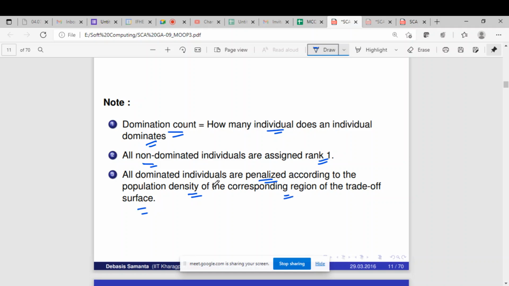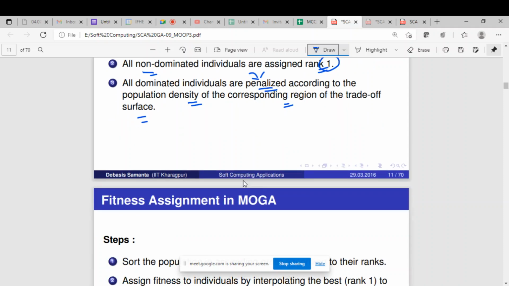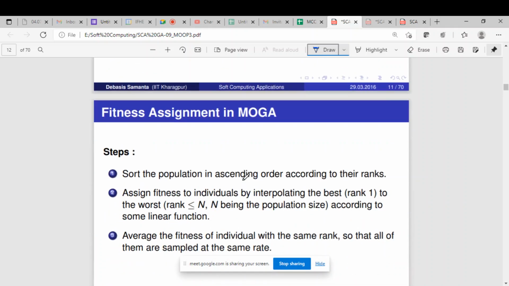So that means what? If some individual is not dominated by anybody, then their rank will be 1. If somebody is dominated by somebody else, then they will be penalized. Here penalizing means they will be given a higher rank. Increasing the rank is called penalizing. So the higher the rank, the more he is penalized.